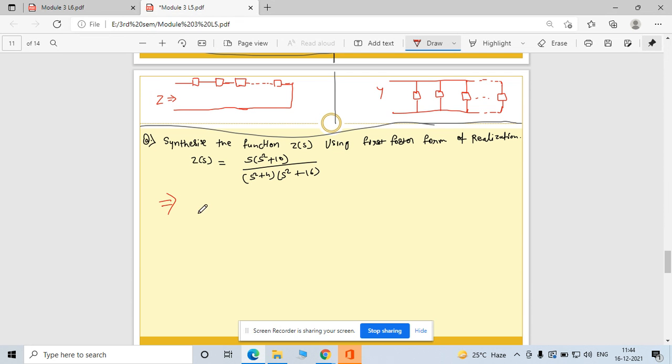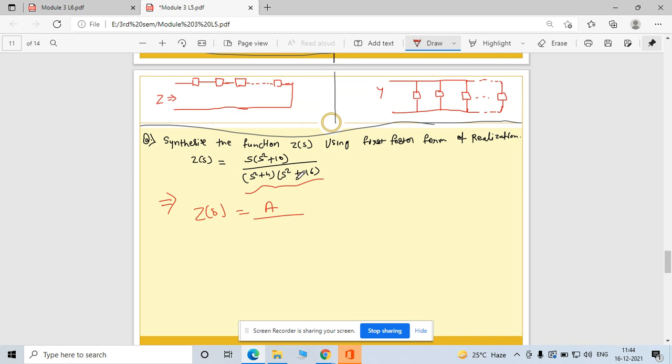So this is your circuit, right? This is already in the factorized form. Observe the denominator. So how to write this? Z of s is nothing but, take the partial fraction of that.